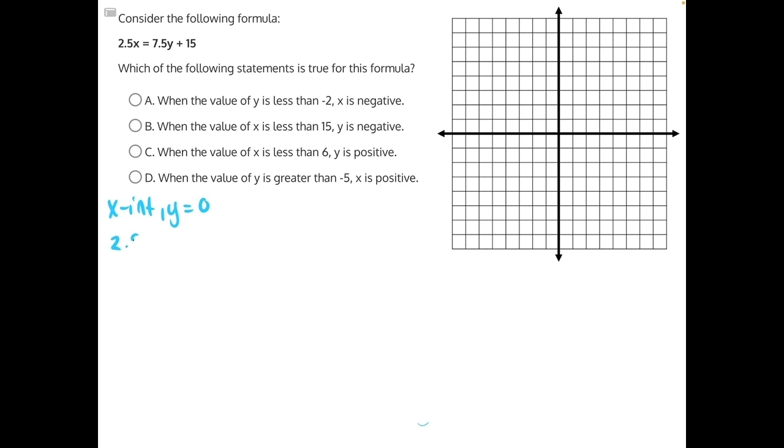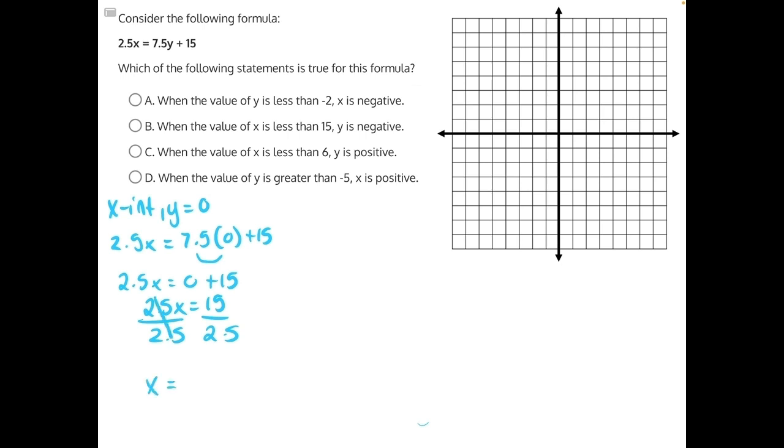We'll have 2.5x equals 7.5 times 0 instead of y, plus 15. And now we just solve for x. 7.5 times 0 will give us 0, and that we can simplify down to 2.5x equals 15. And then we just need to divide, because 2.5 is being multiplied to x, and division is the opposite operation. We need to isolate x.